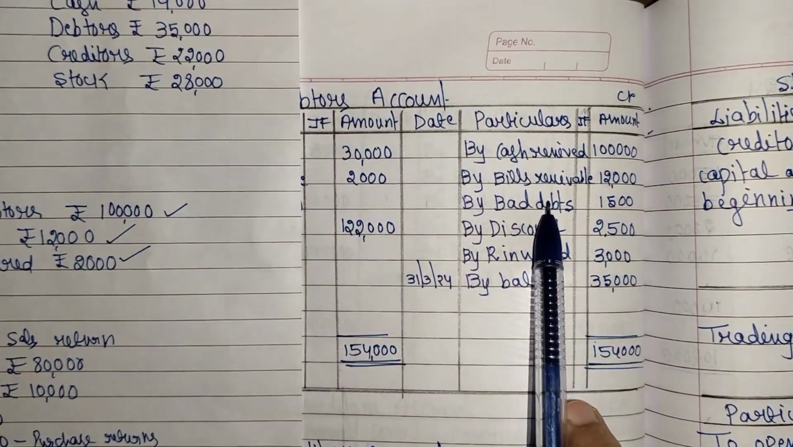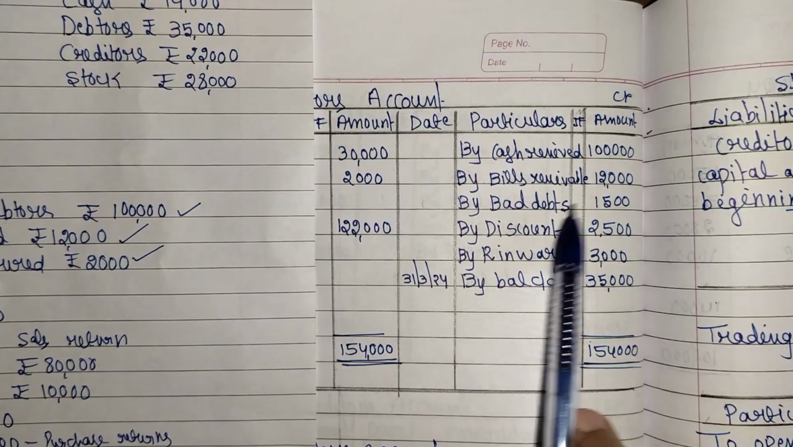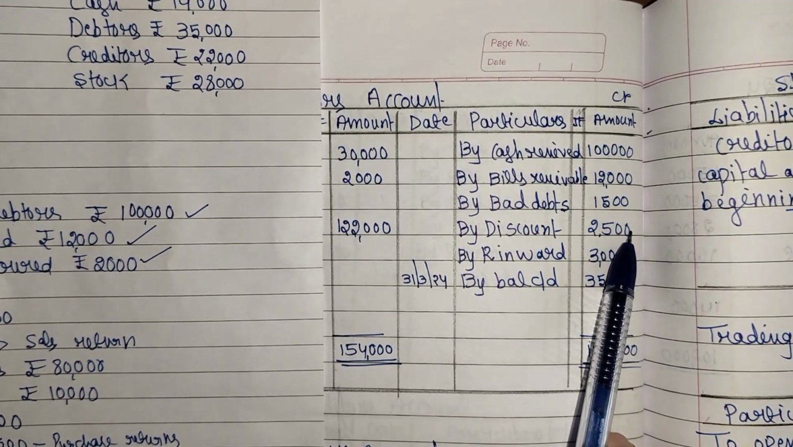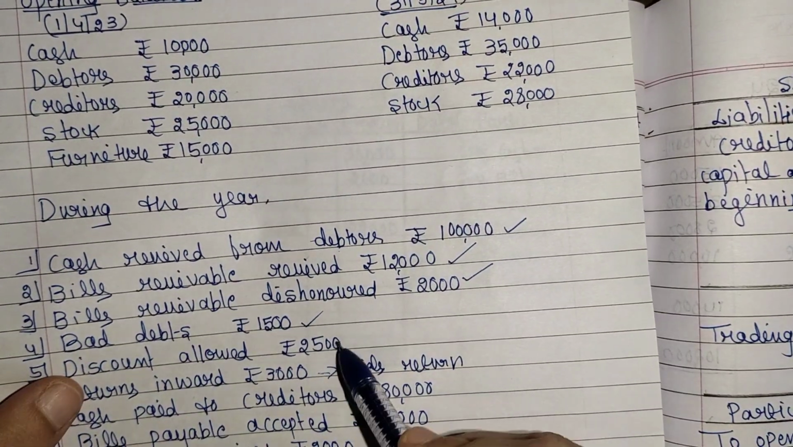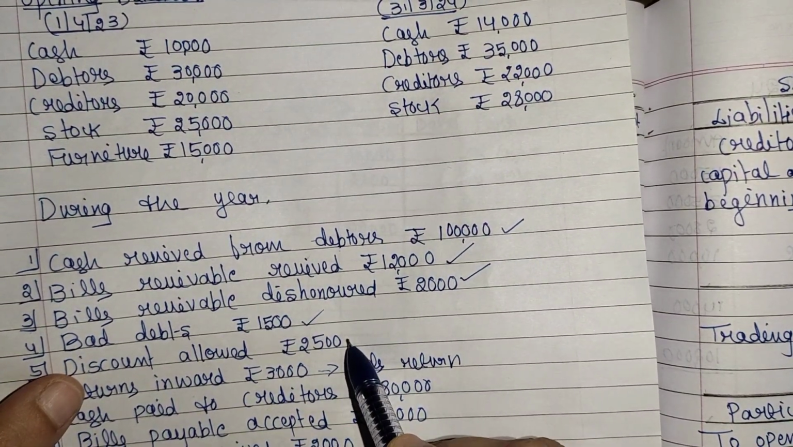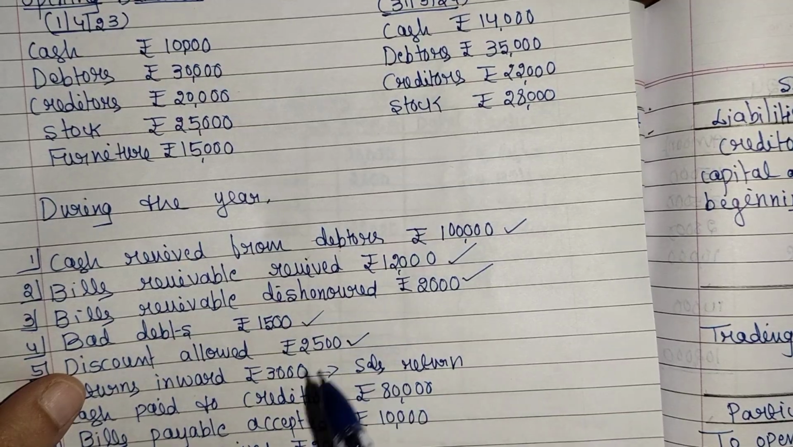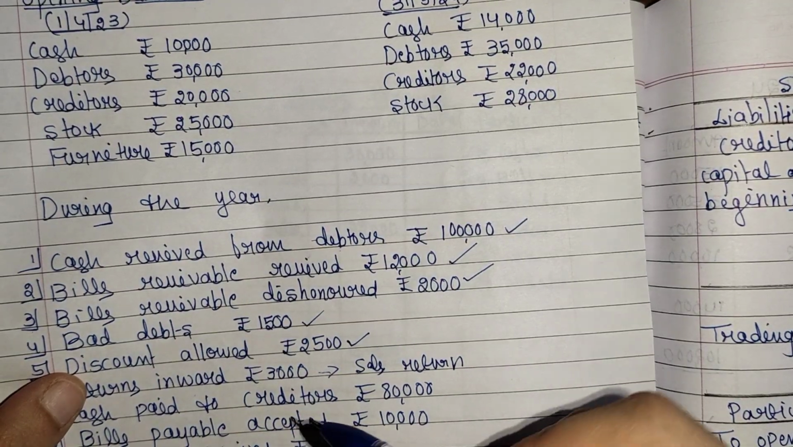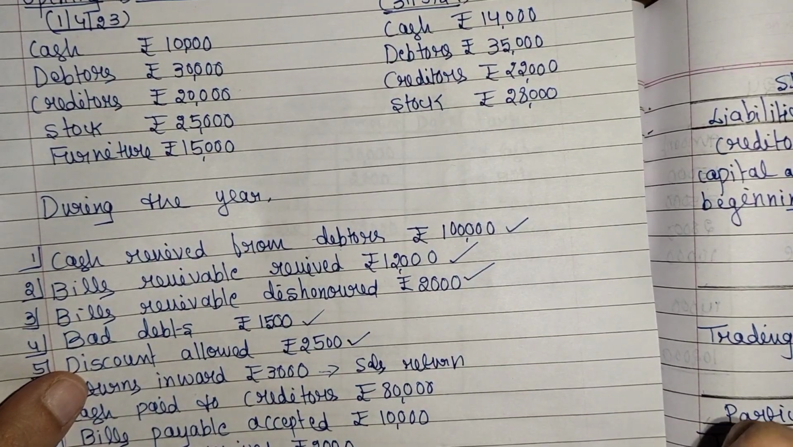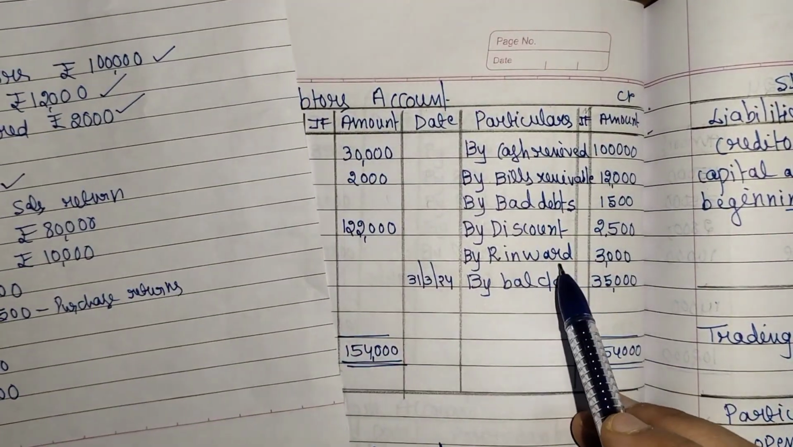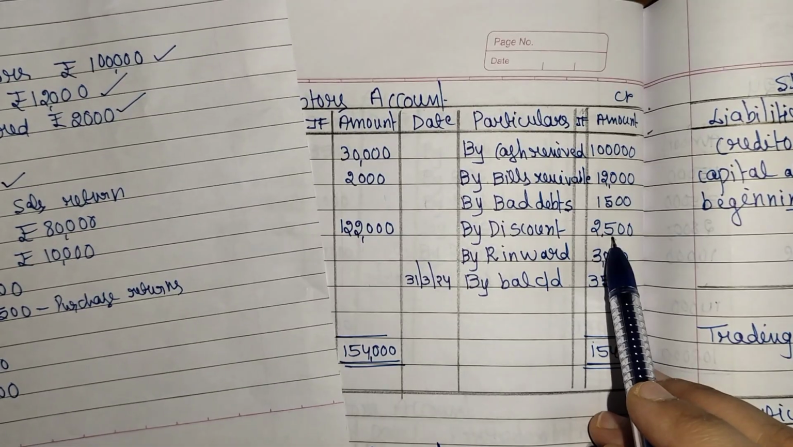Now after that, bills receivable over, bills receivables dishonored, bad debts means amount that is not recoverable from the customers, that is rupees 1,500 on the credit side. And bad debts, discount allowed to the customers. Customers pay then less amount. Means debtor reduces. Means write down on the credit side, that is rupees 2,500.